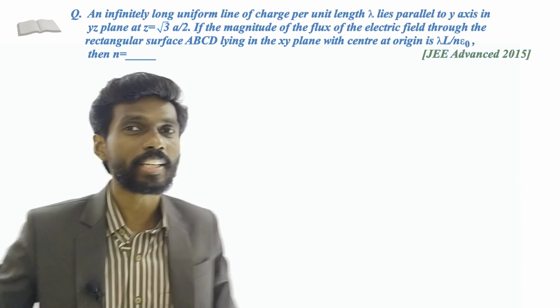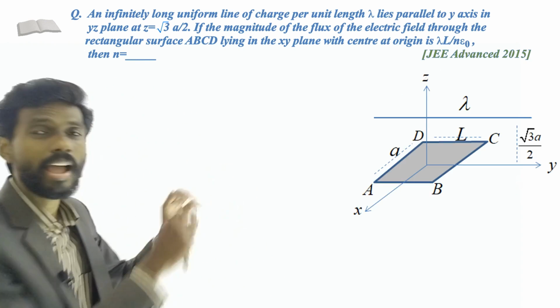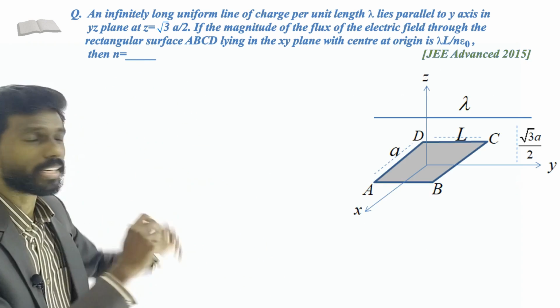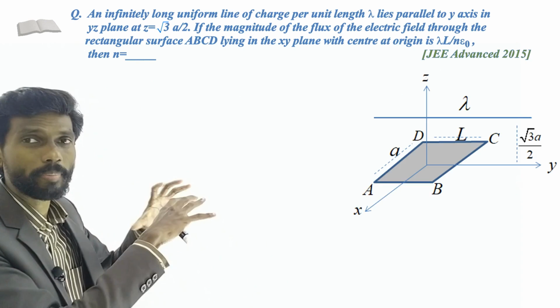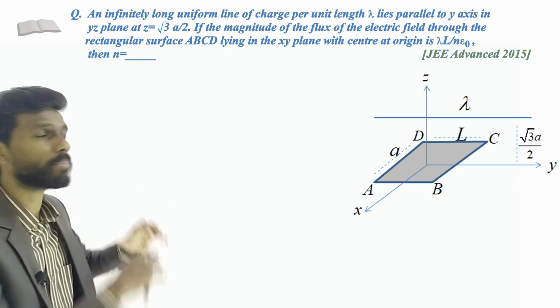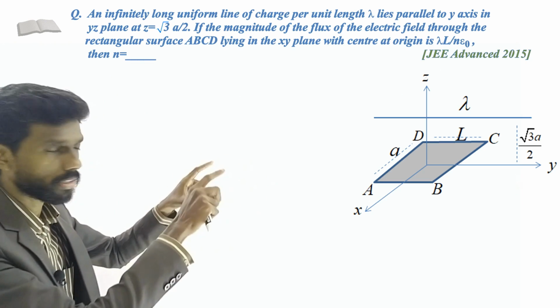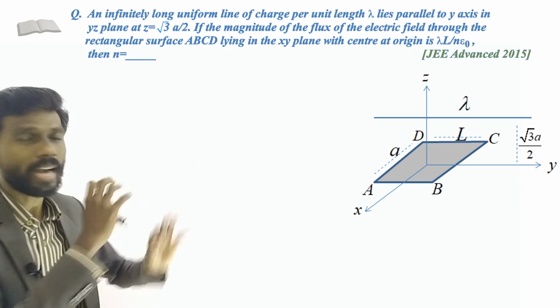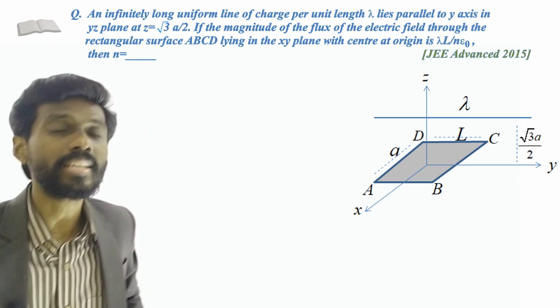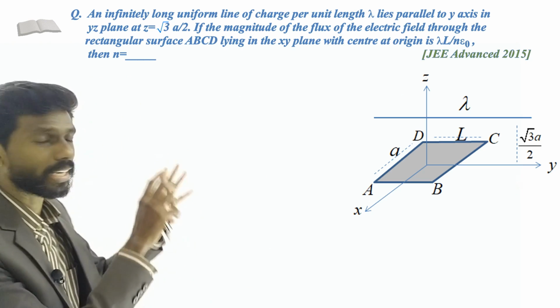So here we have a rectangular plate having length L and breadth A. This rectangular plate is lying along the xy plane, that means flat on the horizontal plane. The center of this rectangle is at the origin. So this is the plate, rectangular in shape. Now we have to find the electric flux through this rectangle.